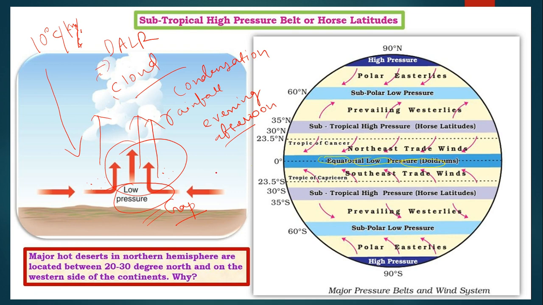Now, what is the name of the process? The name of the process is convection. So, if the question is asked under which process the air is moving in the upward direction, the answer will be convection. Due to the convectional process, the air is moving from the ground surface to the upward direction to form this cloud cover. Okay. Now, why does it happen? It happens because of the direct solar radiation throughout the year.